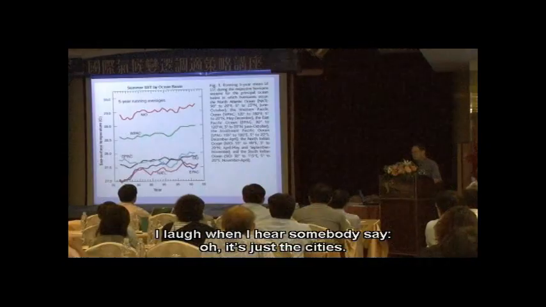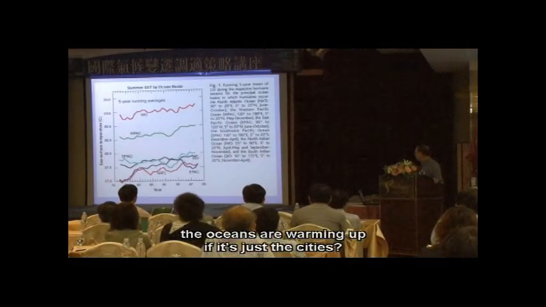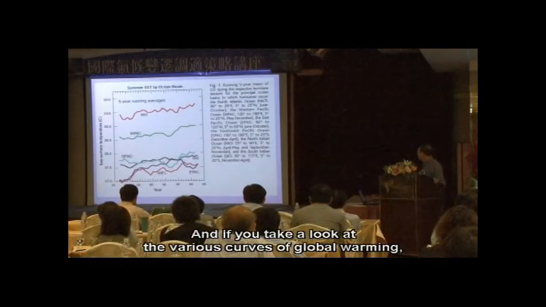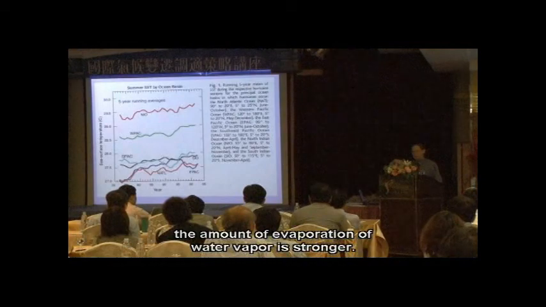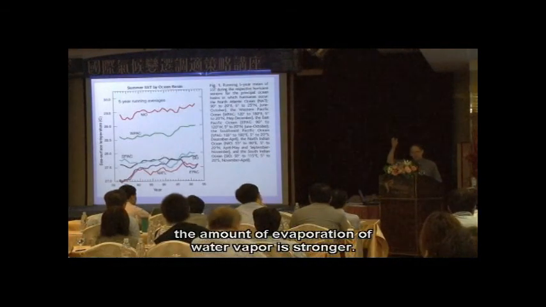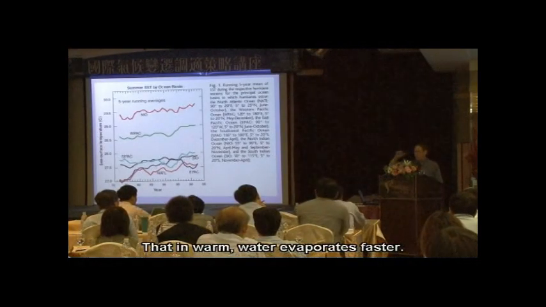I laugh when I hear somebody say, oh, it's just cities that are warming, not the rest of the world. Well, how come the middle of the ocean is warming up? It's not just the cities. And when you take a look at the various curves of upward warming, theory tells you that if the ocean water is warmer, the amount of evaporation of water vapor is stronger. This is completely non-controversial. Everybody agrees that warm water evaporates faster.